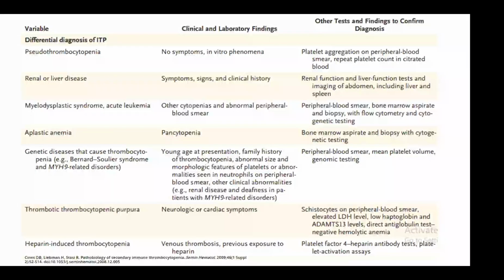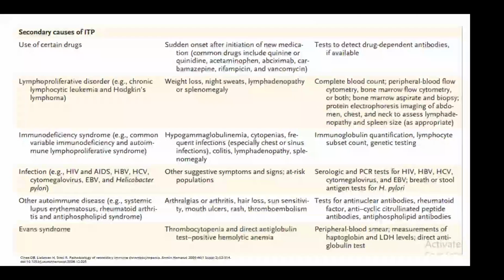TTP patients present with signs and symptoms of neurological or cardiac symptoms. We diagnose TTP by blood film, and we see schistocytes. We also see elevated LDH, low haptoglobin, and suppressed ADAMTS13 level. Heparin-induced thrombocytopenia, we see in patients with venous thrombosis and previous exposure to heparin. Secondary causes of ITP should also be excluded before definitive diagnosis.